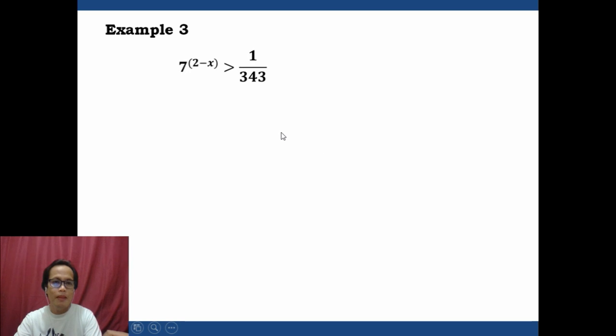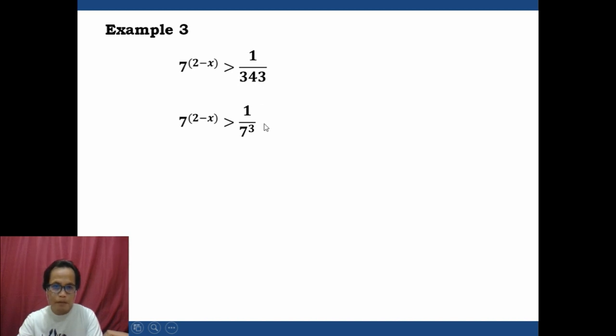Example 3. Okay, for example, we are given 7 raised to 2 minus x is greater than 1 over 343. Okay, so we have 7 here. So kinahanglan kining 343 i-express nato to the base 7. So unsa may dapat i-exponent nato sa 7? So 7 times 7 is 49. 49 times 7 is 343. So meaning ang atong exponent sa 7 is 3. So mao ni copy nato 7 raised to 2 minus x greater than 1 over 7 cubed or 7 raised to 3, which is 343.